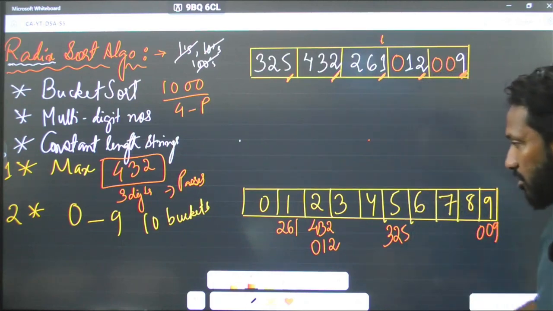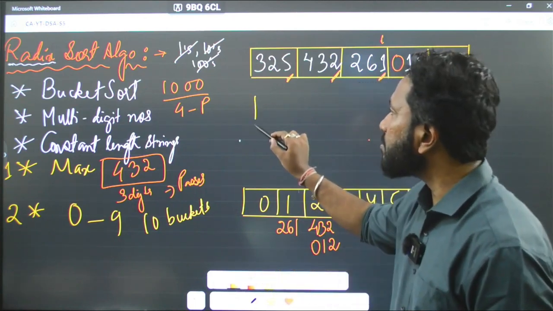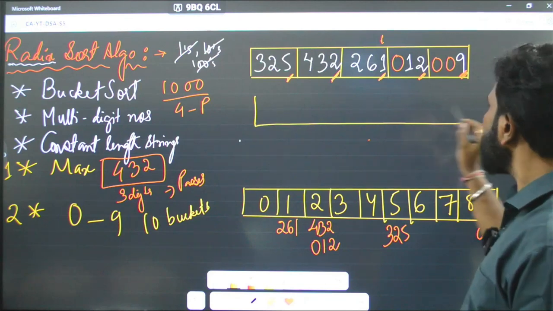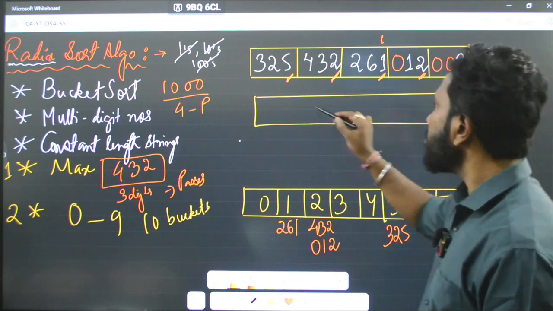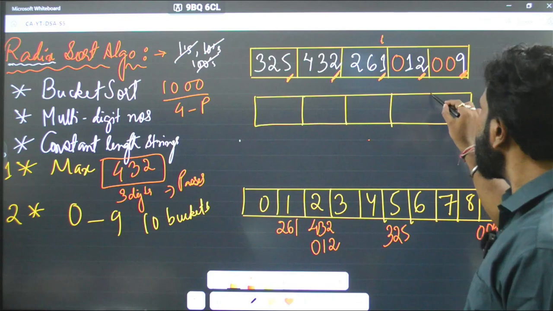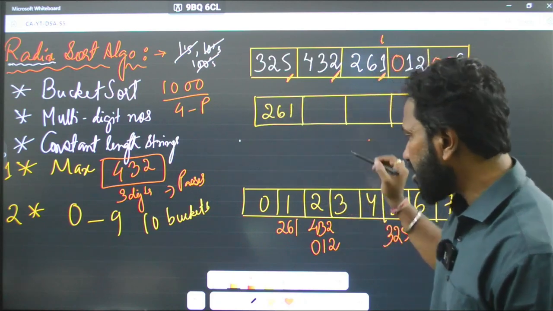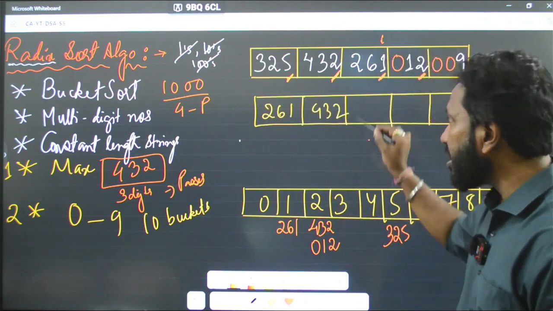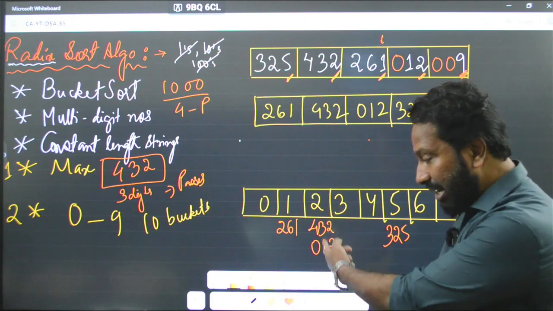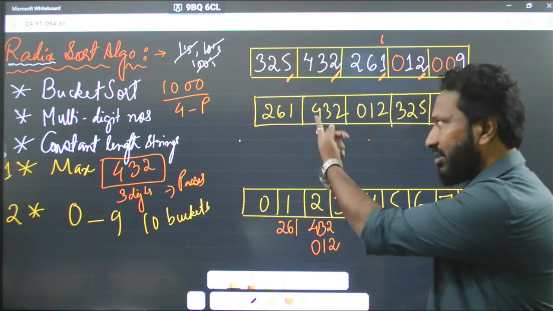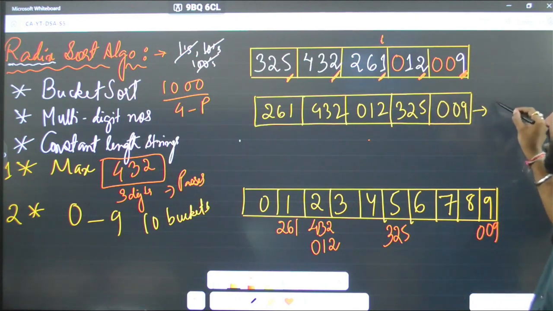So this is the first pass. Now let's write down the values here. One, 2, 3, 4, 5. We start like this and write 261 first, then we write 432, then we write 012, then we write 325. See, if the same bucket has 2 numbers, I am writing the first one first, then the second one, in this order. Then next one is 009. Okay, this is iteration number 1.